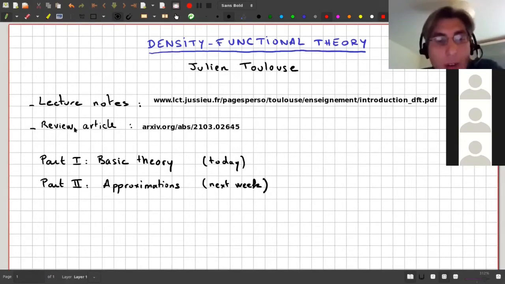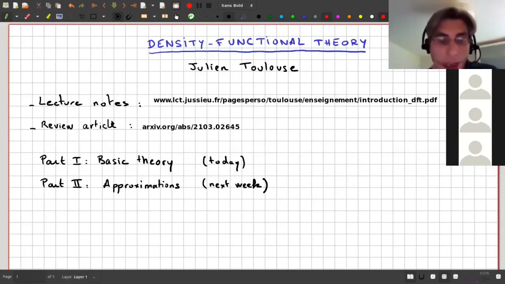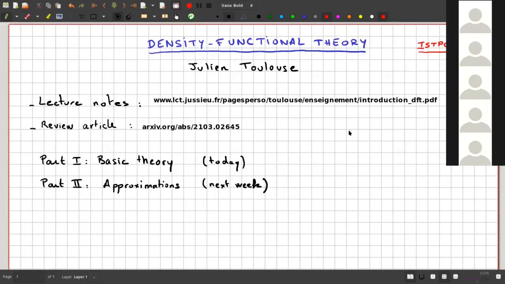The course will be in two parts. Today will be the basic theory of DFT. Then next week, part 2, where I will focus more on the actual approximations used in practice. I don't have any slides. I will write everything on the tablet, and for this reason, unfortunately, I need to switch off the video. Of course, you can stop me whenever you like and ask questions in the chat window.